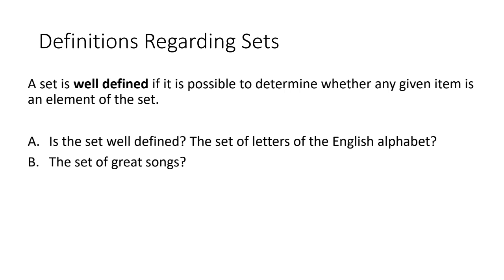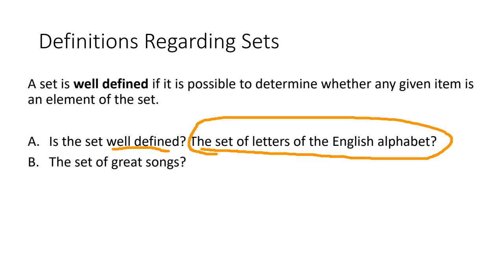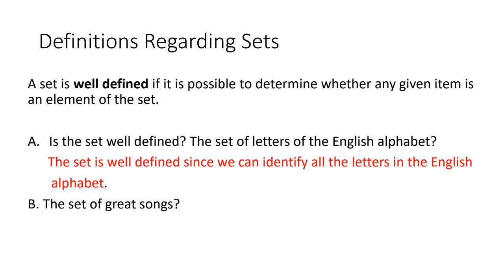When you want to determine if the set is well defined, you want to ask yourself, can I list the elements of this set? The answer to that is yes, right? We can list the elements of the English alphabet. They are A, B, C, D, E, F, G, H, I, J, K, L, M, N, O, P, Q, R, S, T, U, V, W, X, Y, and Z. Those are all the letters in the English alphabet set. Therefore, I can say that the set is well defined. As long as you can identify them, then you know that it's well defined.